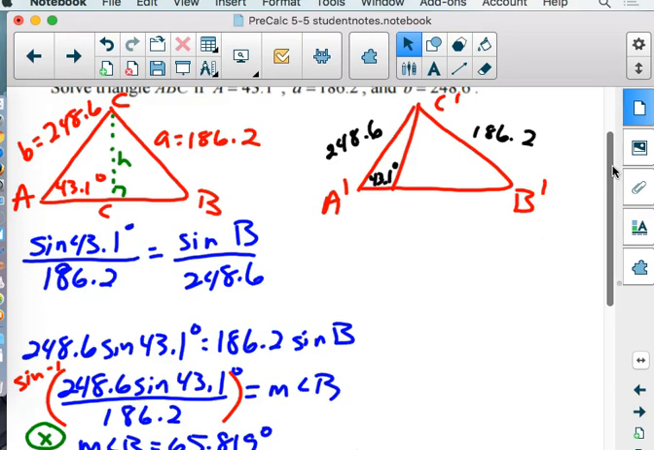That was our lowercase b. Same thing's going to happen here. This 186.2 becomes 186.2 over here, right, because this one is 248.6. It's this little side that's going to change, and that little side is that lowercase c. So that's not going to be the same.